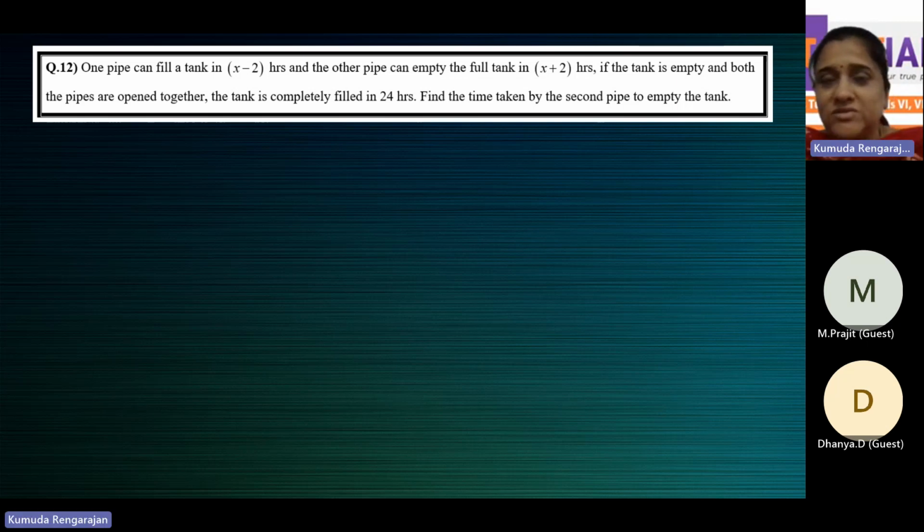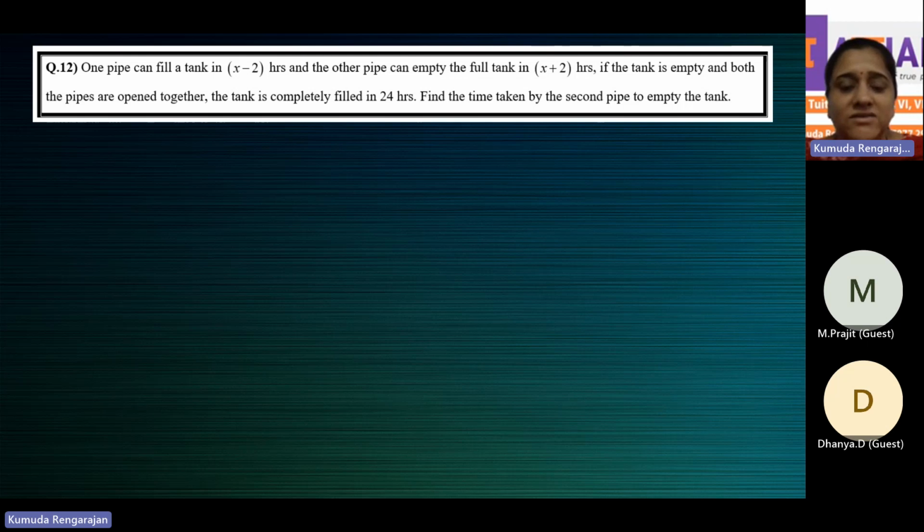The other two situations were explained when they were working alone. When the filling pipe is working, the emptying pipe is closed. When the emptying pipe is working, the filling pipe is closed, not filling water in the tank. So the first two things are independent situations when the pipes work alone. But the third one is when the pipes are open together. That is, the filling pipe is filling the tank, and the emptying pipe is emptying the tank. You understand?